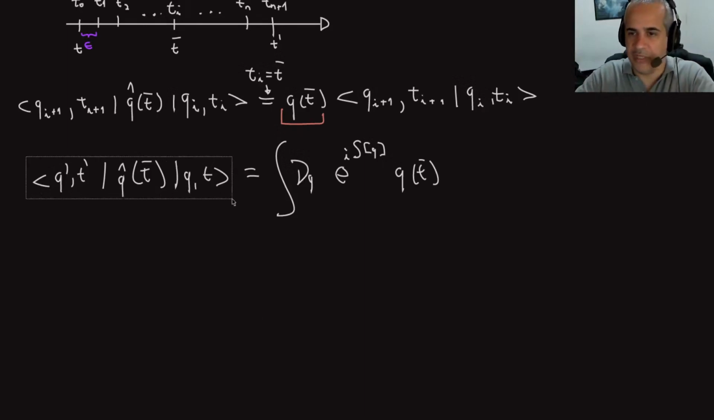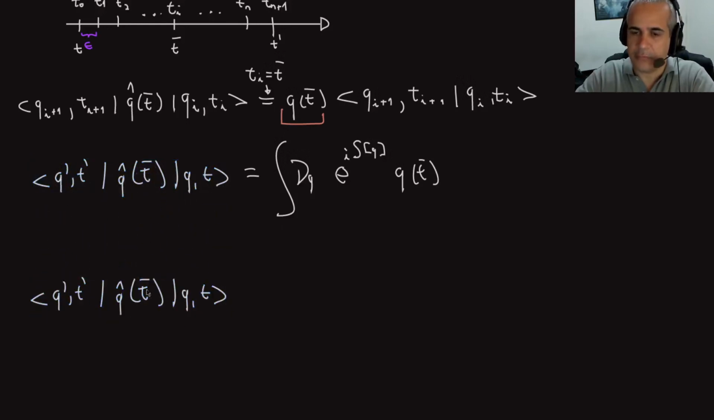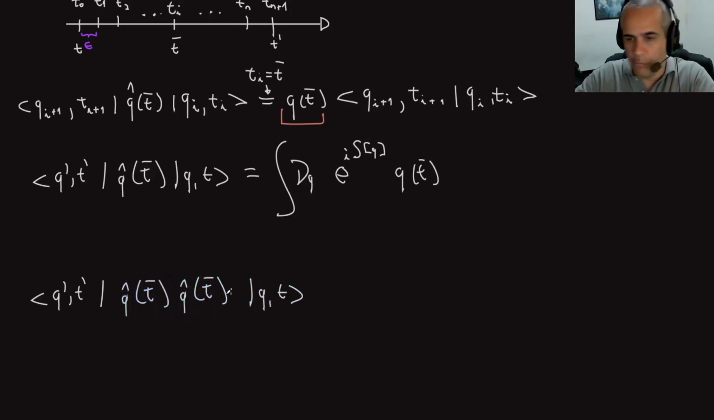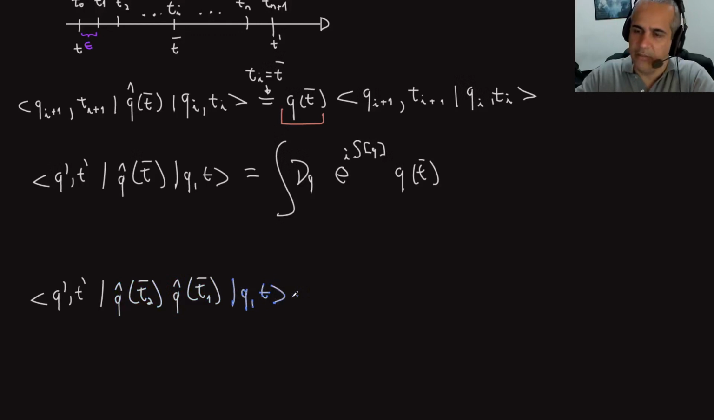We can do the same, and this is simple, but there's one unexpected thing that happens when I take this forward. Now, suppose I take this same idea, but instead of putting one operator, I'll put two of them in the middle. One at a time t1 and another one at a time t2. So again, same idea. I start with this state, let it evolve, apply an operator, evolve a little bit more, apply another operator, evolve more, and apply this other operator.